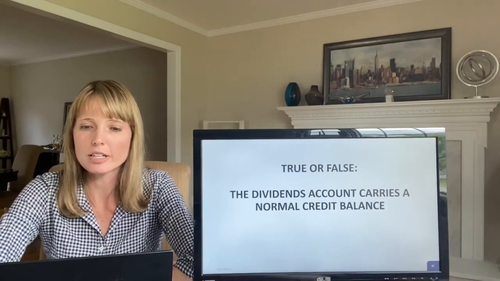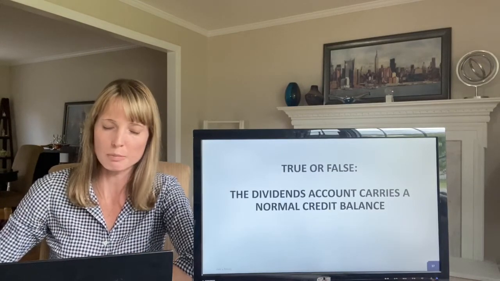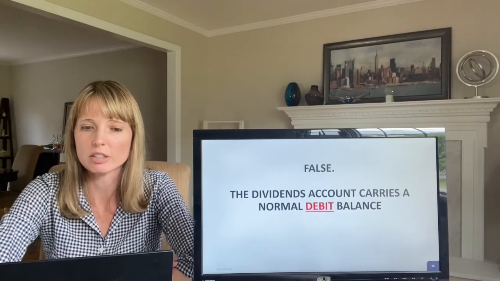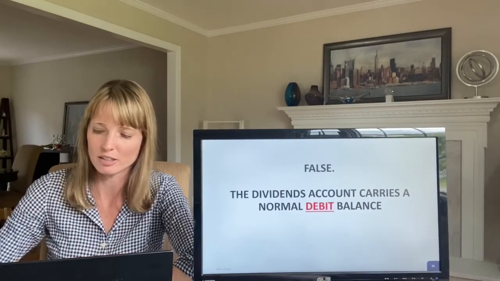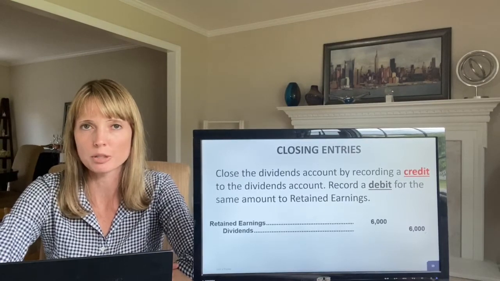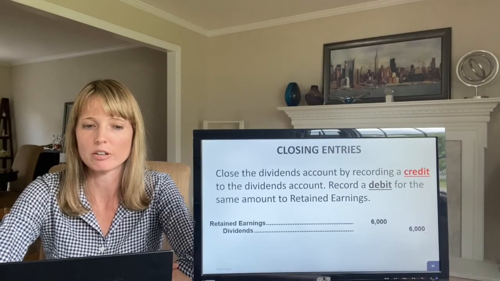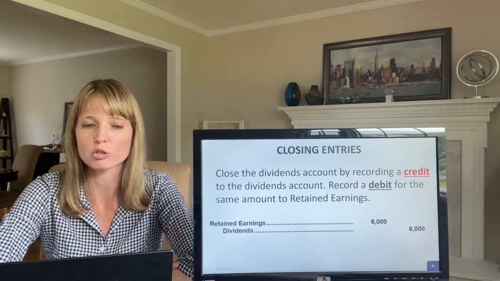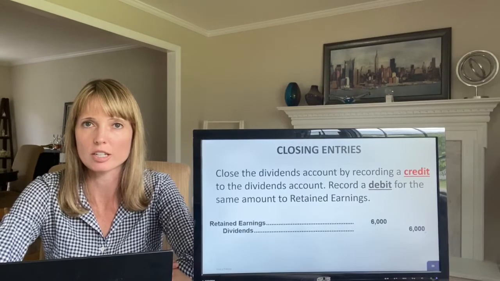True or false? The dividends account carries a normal credit balance. We need to know which type of balance it is in order to clear it out. False, of course, the dividends account carries a normal debit balance. Remember, D for dividends and D for debit. So in order to close out or bring its balance to zero for the dividends account, we need to credit the dividends account to get its balance to zero. We don't worry about the income summary account here. We go directly, the other side of the entry will always be a debit or a reduction to retained earnings.